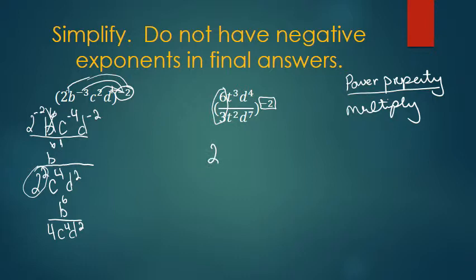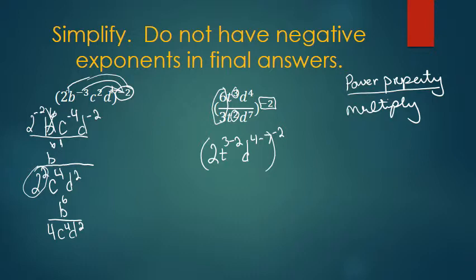And then I need to subtract my exponents. I'll go ahead and write out the intermediate step. So I have t to the 3 minus 2. So that's this exponent minus this exponent. And then I have d to the 4 minus 7. And that's all raised to the negative 2.